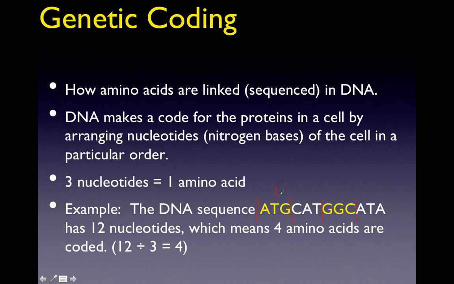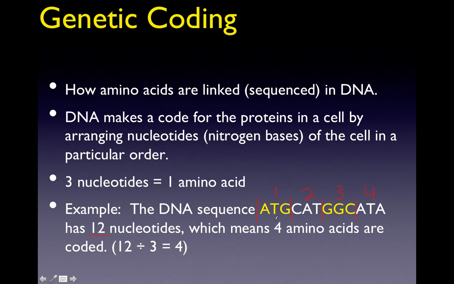nucleotides you have. So then I would count. We got 1. We got 2. We got 3. And then we got 4. Okay? So if it has 12 nucleotides, that means there's going to be 4 amino acids.